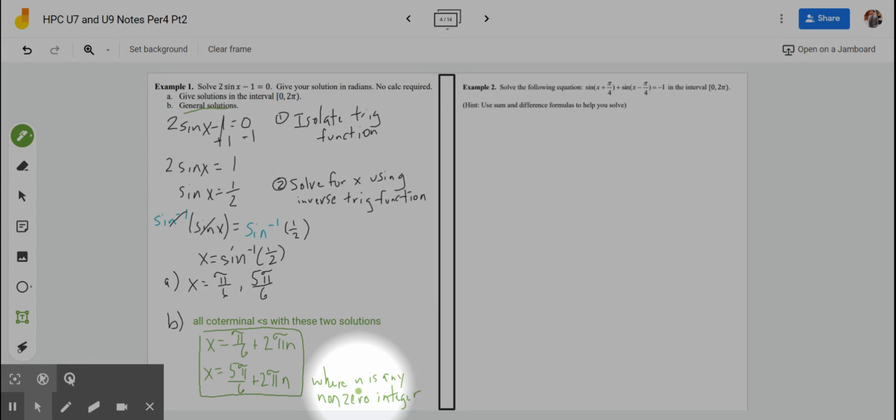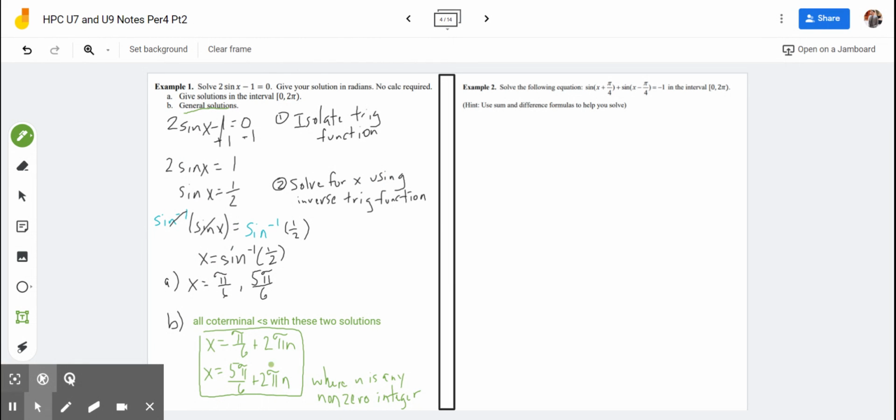I just added this additional note here where n is any non-zero integer. All right, because if we think about it, if it was pi over 6 plus 2 pi times 0, then our solution would be at x equals 0, but that's not true because sine of 0 does not equal a half. But if we were to go pi over 6 plus 2 pi, plus 4 pi, plus 6 pi, plus 8 pi, that would be true. Or if we were to go in the opposite direction, pi over 6 minus 2 pi, minus 4 pi would work as well. So that's why I made this note, n is any non-zero integer.